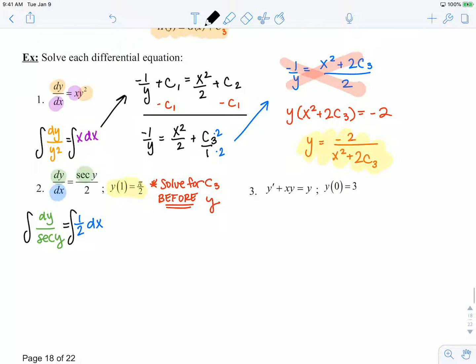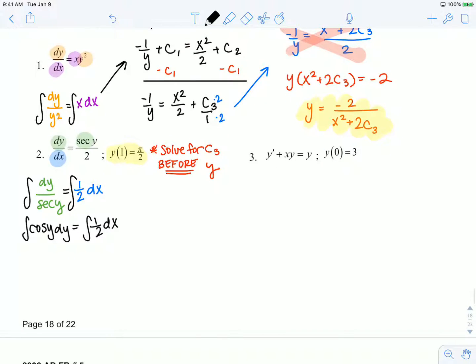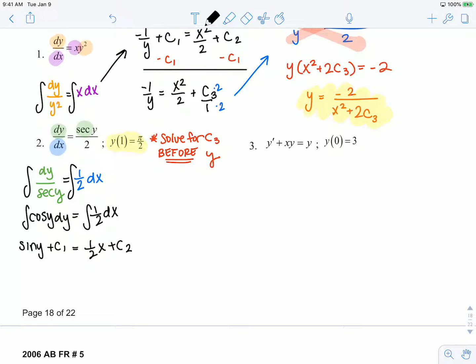Remember that 1 over secant y is just cosine y, dy, equals the integral of 1/2 dx. So this is sine y plus c1 equals 1/2 x plus c2. Isolating our constants to one side, sine y equals 1/2 x plus c3.